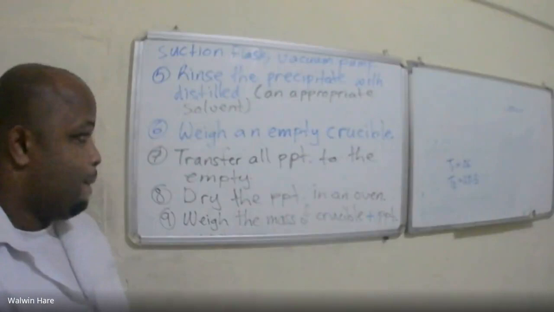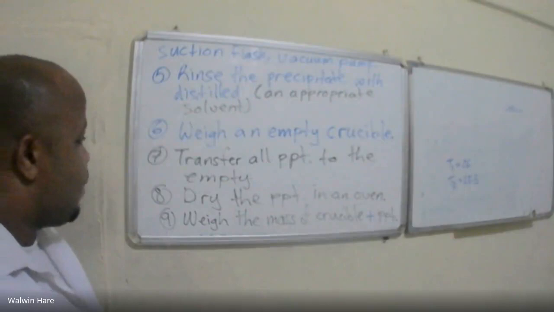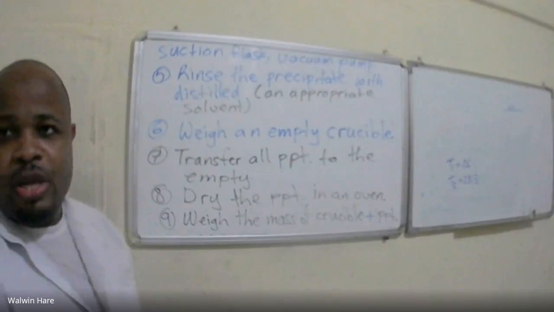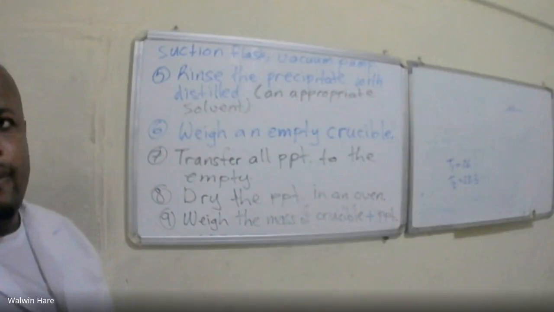All right, so once you carry out the procedure, you would obtain a mass for the crucible and the mass for the crucible with the precipitate, and then we would do some calculations. All right, so we're going to work an example. Is anybody writing at this point?